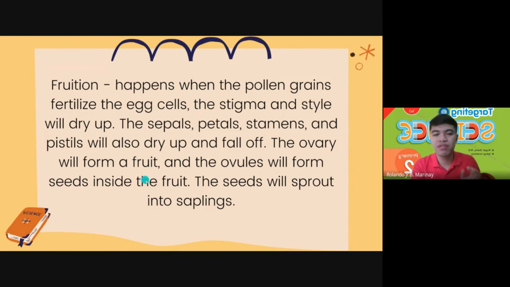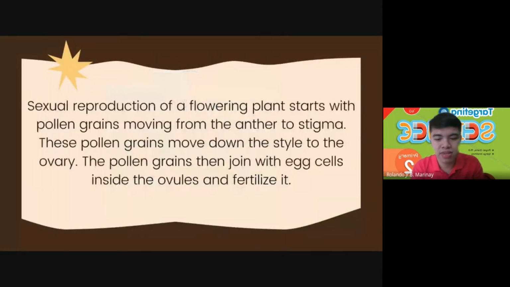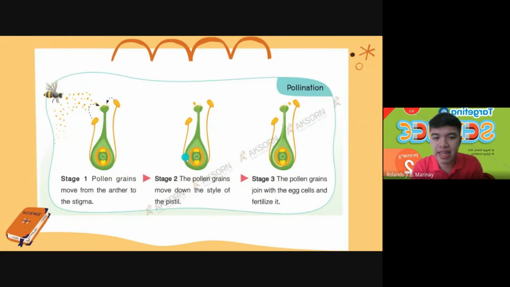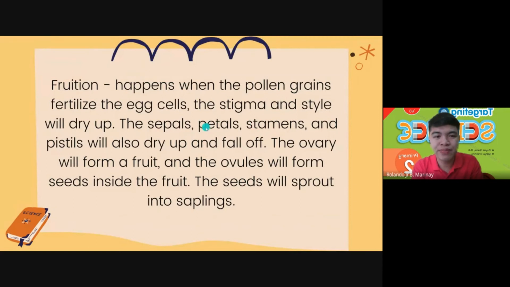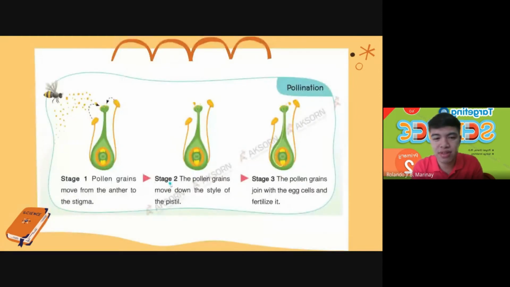The ovary, remember, I'm going to show you this one. This light green one, this is the ovary. It will form a fruit, and then the ovules will form seeds inside the fruit. This one, the ovules, the circle oranges, will become the seed. When it becomes a fruit, the ovary will become the fruit, and the ovules will become the seed.